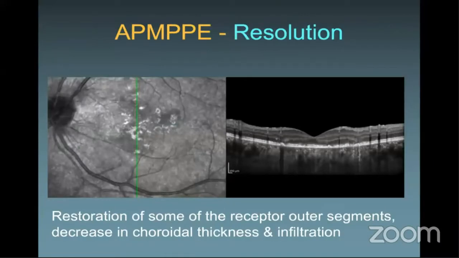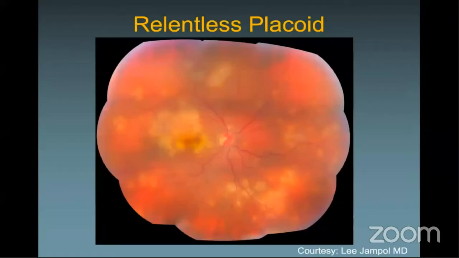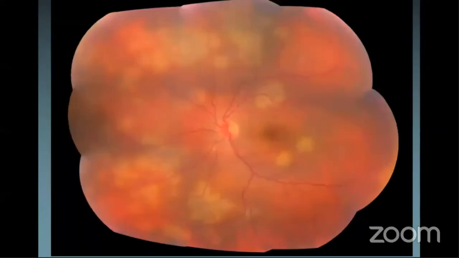When APMPPE resolves, the lesions get better. Most of the pigment epithelial changes improve, with some hyperreflective lesions left alone, and the outer nuclear layer opacification resolves. There's patchy loss of photoreceptors, and the choriocapillaries and choroid return to normal. Unlike APMPPE, relentless placoid is characterized by multiple crops of lesions that come on early on and continue to progress in spite of treatment or the natural resolution of the initial lesions.